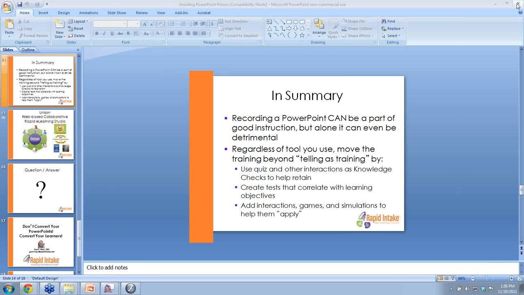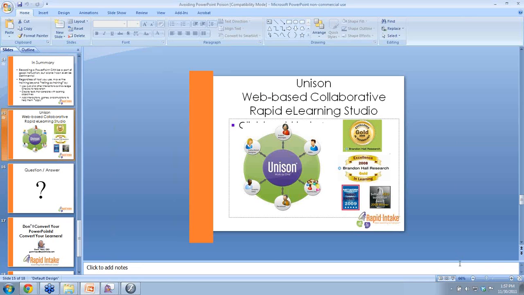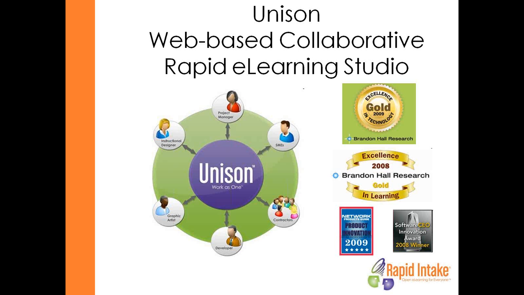Let me just briefly mention, again, the tools that I've been showing you here are part of Rapid Intake Unison, which is a collaborative authoring environment for rapid e-learning development and mobile learning. So there were some questions I think I saw in the question and answer panel about how much of this converts to mobile.